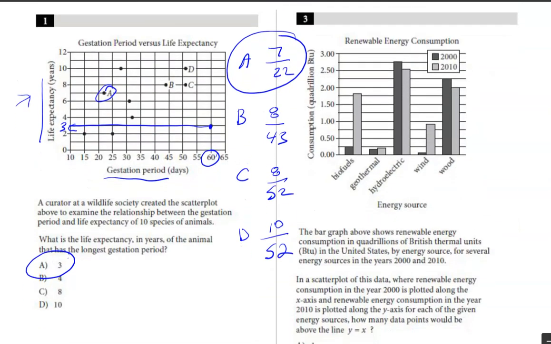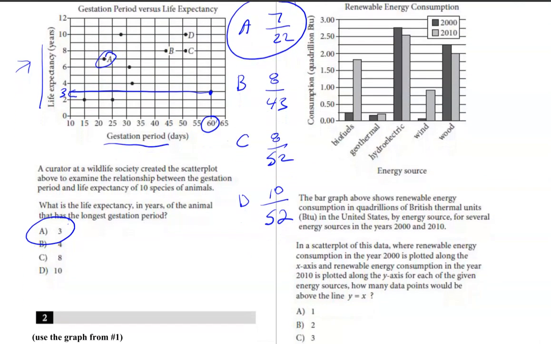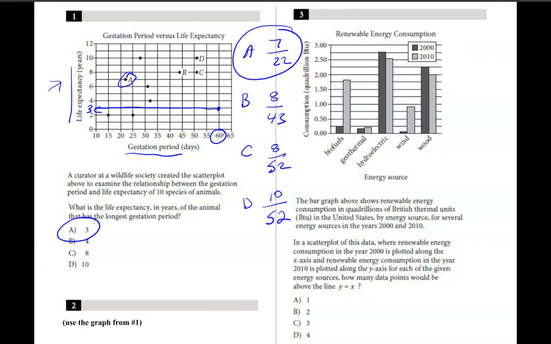All right, moving over here to number 3, renewable energy consumption. Make this a tad smaller so we can see it all. It says the bar graph shows renewable energy, 2000, 2010. So we kind of have to focus right up here. The dark blackish gray there is 2000, the lighter 2010. In a scatter plot where renewable energy consumption in the year 2000 is plotted along the x-axis, and then 2010 is plotted along the y-axis.